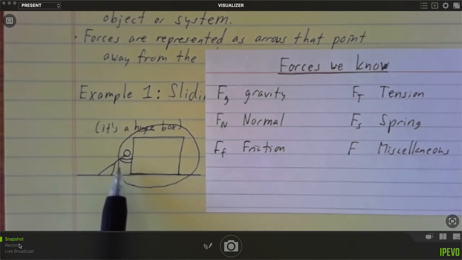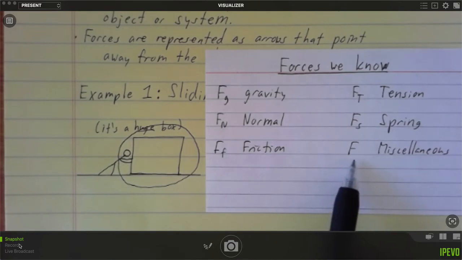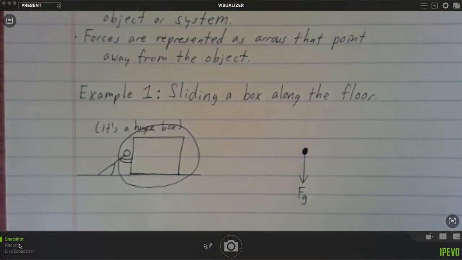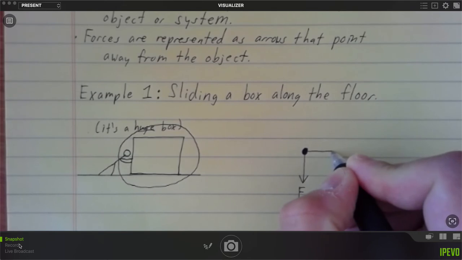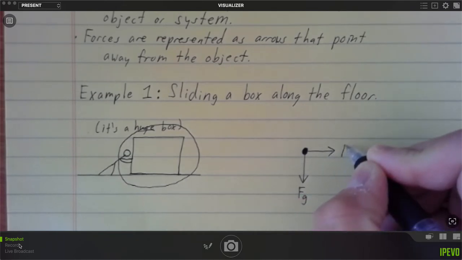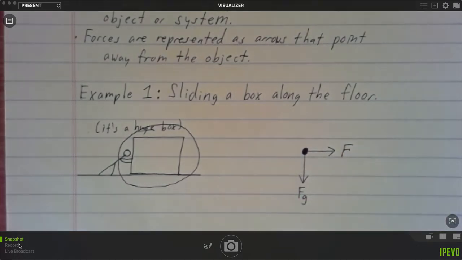I'm pushing, or actually my son is pushing on the box to the right. So we're pushing a box, not pulling it. So he's on the left-hand side of the box, pushing to the right. That doesn't really fit into a category, so that's going to be just my miscellaneous or applied force. And so I'm going to draw an arrow to the right that represents my son pushing the box.